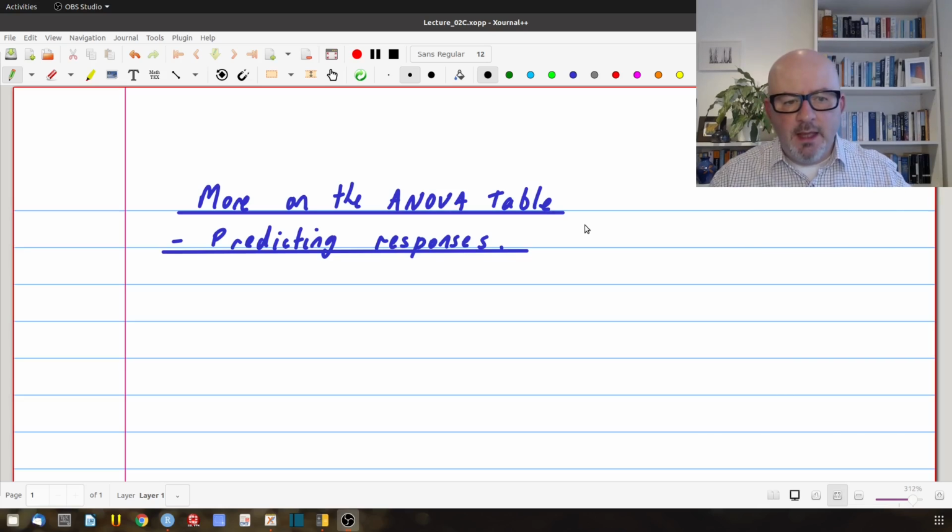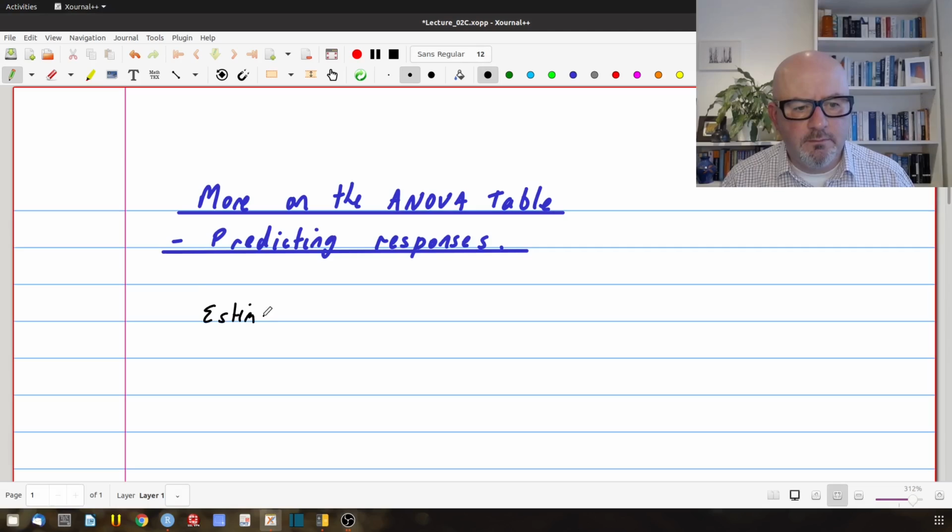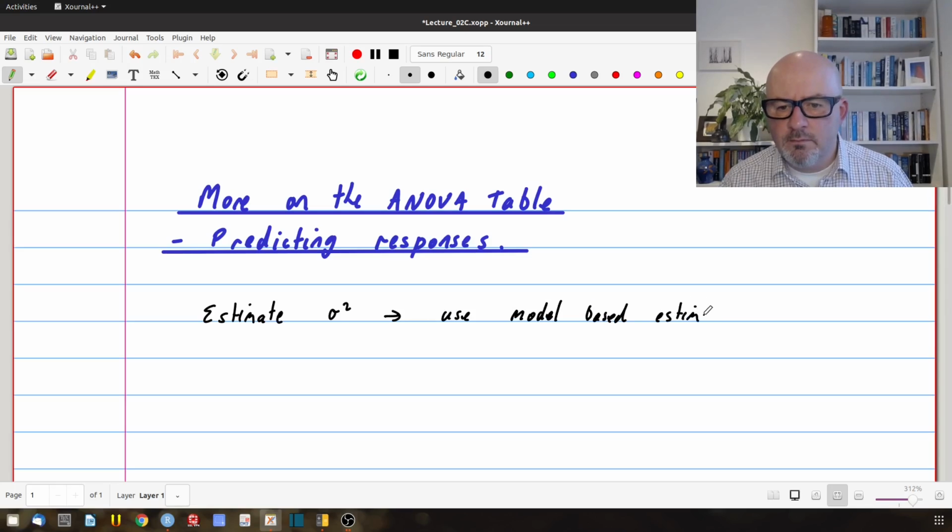Okay. When we talked about the simple linear regression model, we spent some time discussing how to estimate sigma squared. And we said we used what we might call the model-based estimate, and we call that, of course, S squared. So we had an explicit formula in the simple linear regression case, and what I'd like to do now is derive the same formula for multiple regression models.